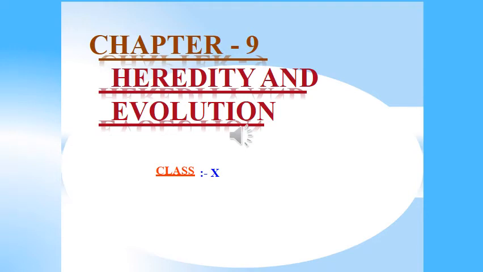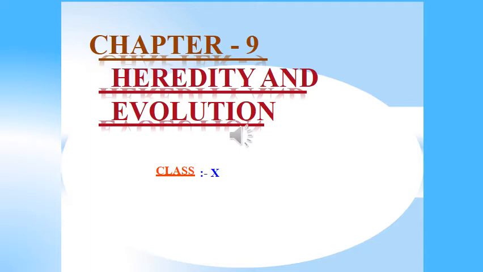Namaskar children, in the previous class we had started with the chapter Heredity and Evolution. Then we discussed the definition of heredity, and then the accumulation of variation during reproduction. As we know, variations are useful for the species, but not necessarily useful for the individual organism. Then we discussed the inherited traits.